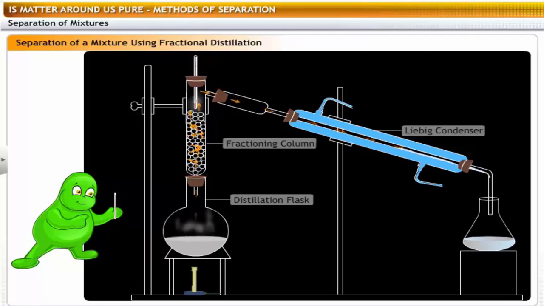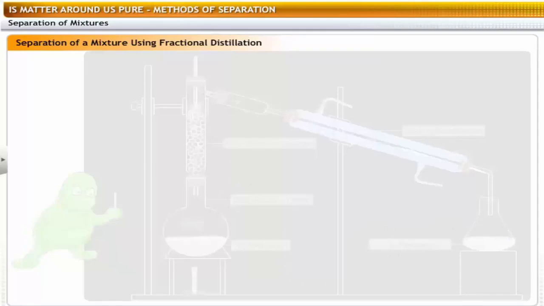During this process, only the vapors of N-hexane, which has a lower boiling point, pass through and get condensed in the condenser. N-heptane, which has a higher boiling point, condenses and flows back into the distillation flask.